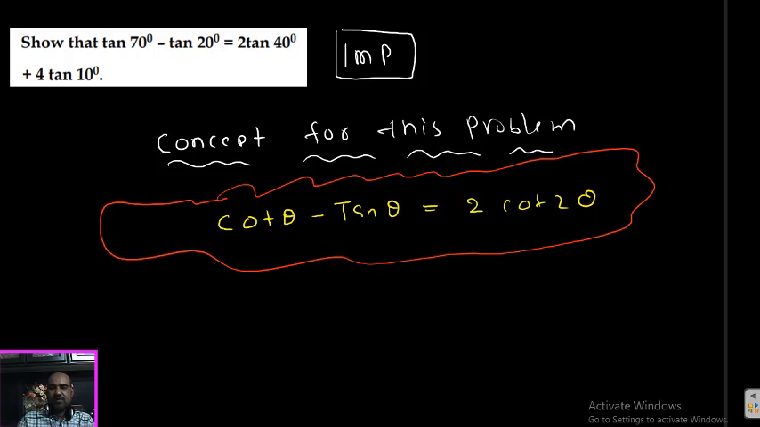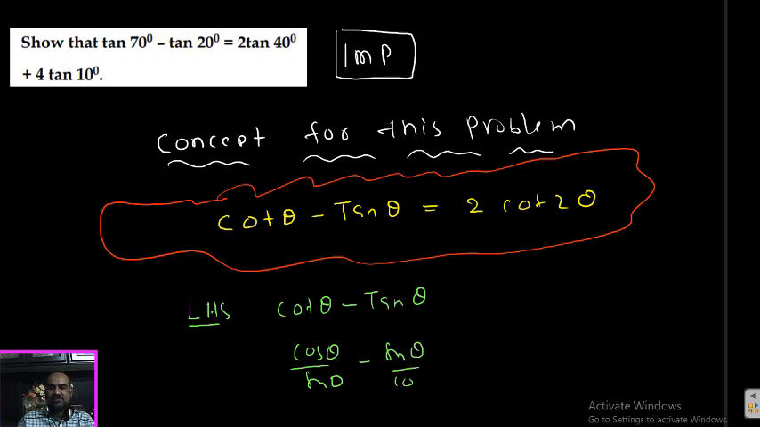Okay, I will prove it. That is not a big problem. Take LHS. Cot theta minus tan theta equals cos theta by sin theta minus sin theta by cos theta. The LCM is sin theta into cos theta, giving cos square theta minus sin square theta by sin theta into cos theta.